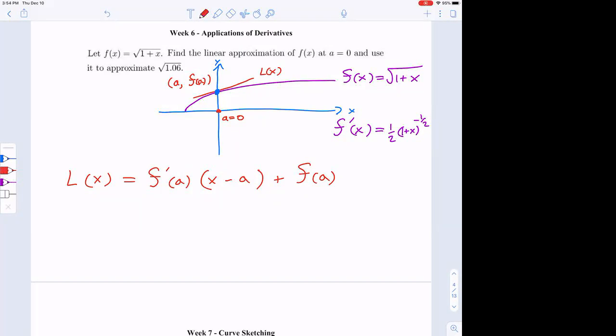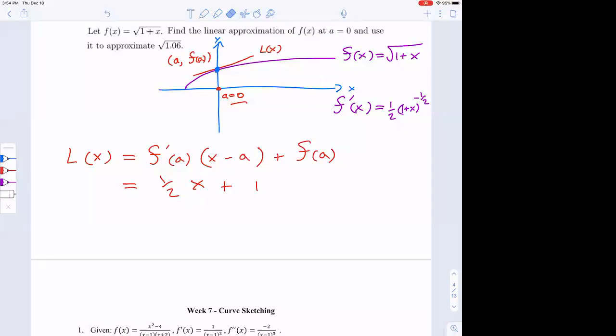Okay, so now we're ready to calculate what the line is. We'll plug a equal to 0 into our derivative. If we do that, we get 1 raised to the power of minus 1/2, and we just get 1/2 out of the deal. And then 0 getting plugged in for a just gives us x. Then plugging a into the original function gives me the square root of 1, and how about we just write 1 instead of the square root of 1? Okay, so I have my line. As soon as you have the line, you're ready to do the estimation.